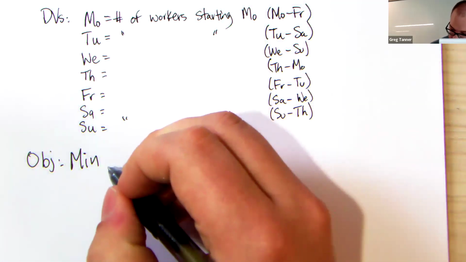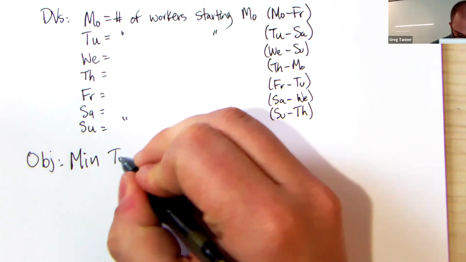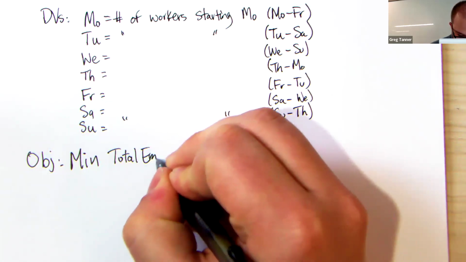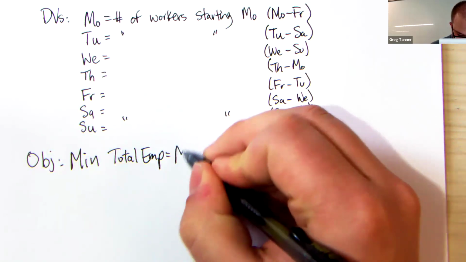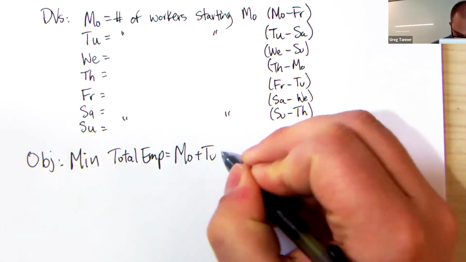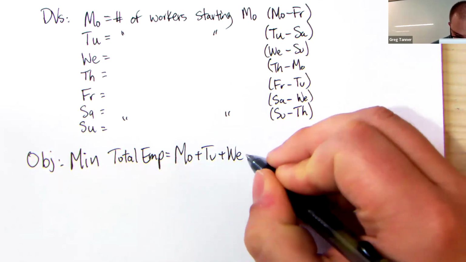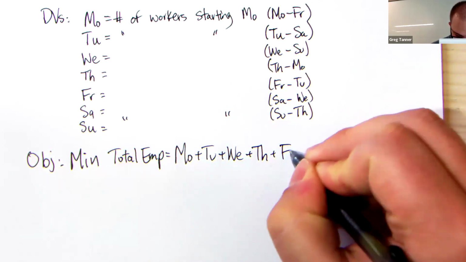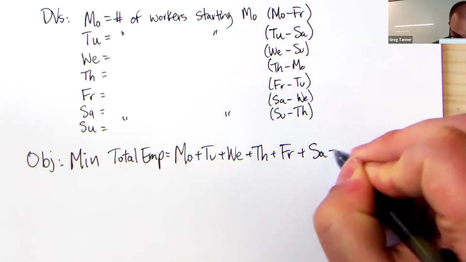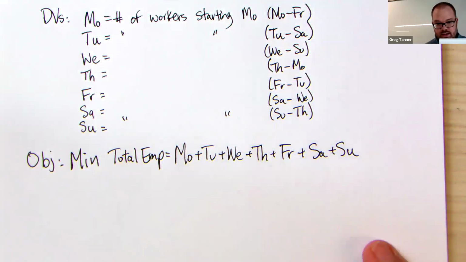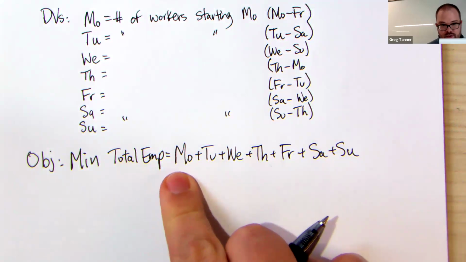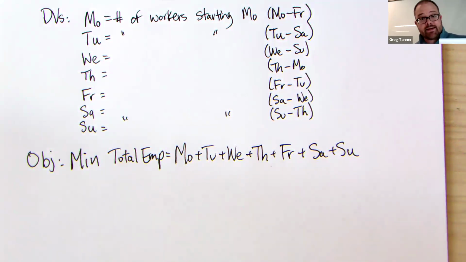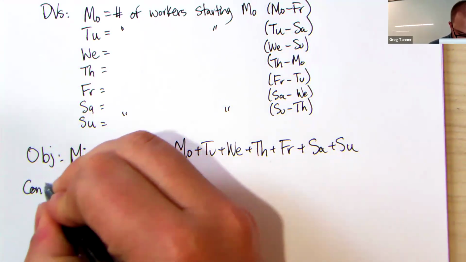So we want to minimize the total employees, which is going to be the Monday workers plus the Tuesday workers plus the Wednesday starting workers, plus the Thursday starting workers, plus the Friday starting workers, plus the Saturday and Sunday starting workers. Each of these decision variables is workers starting on that day, so the total number of workers is just adding up all the decision variables. Now we can move into our constraints.